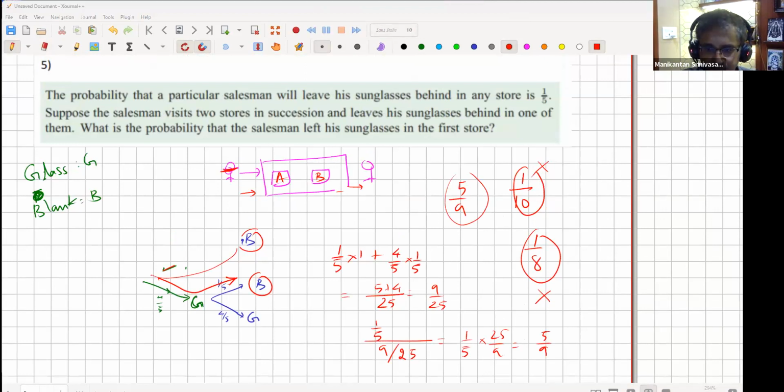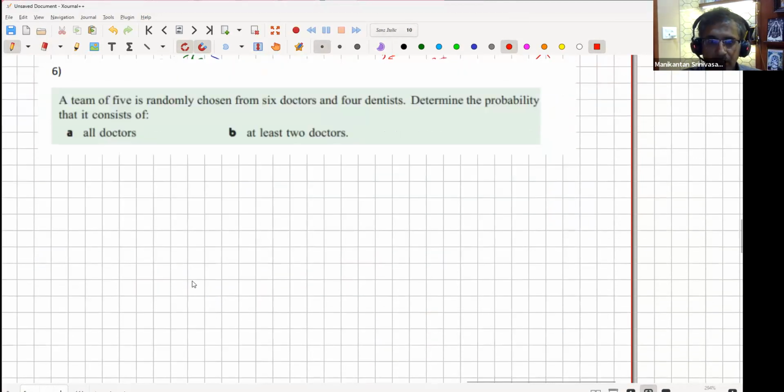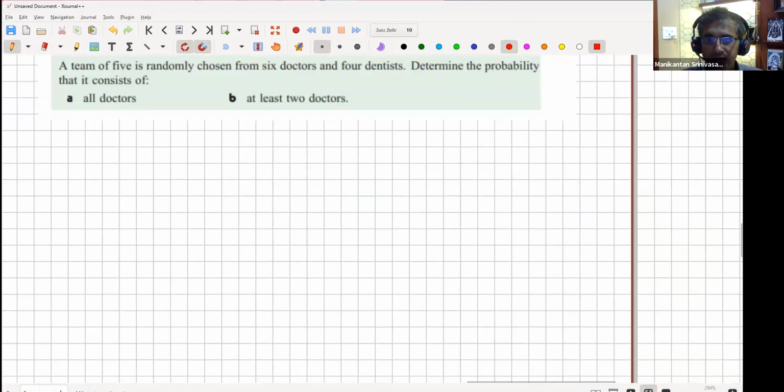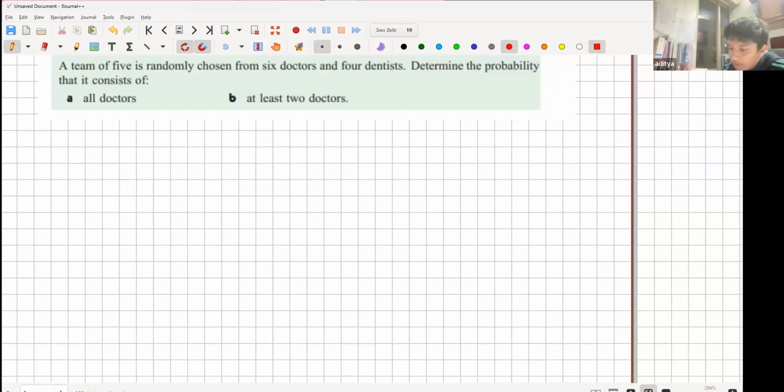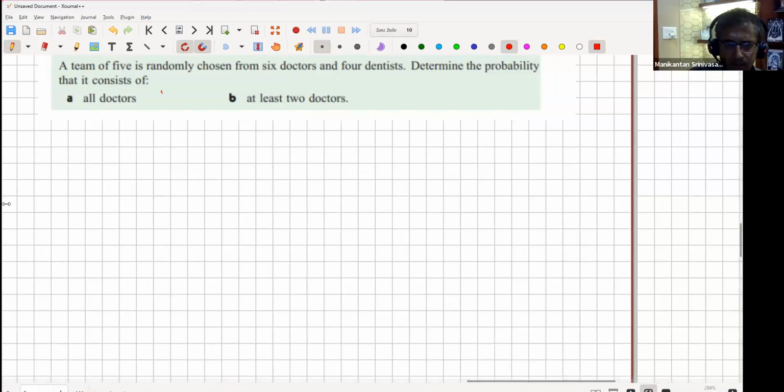Question 6. A team of 5 is selected from 6 doctors and 5 dentists. Determine the probability that the team consists of all doctors. Aditya, what did you get on this one? So I got 1/6. 1/6. Suhani, same answer or different?